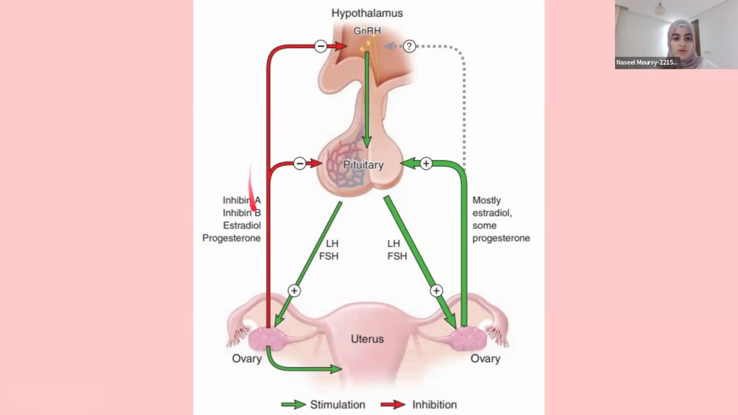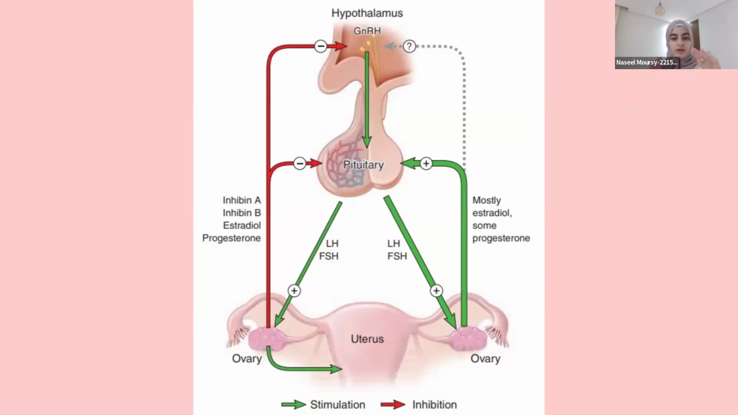Now, how does that work? Because we have these two hormones, inhibin A and B. These act on GnRH. Now, something to note is that GnRH itself has to be secreted in a pulsatile manner in order to be able to stimulate the pituitary gland.